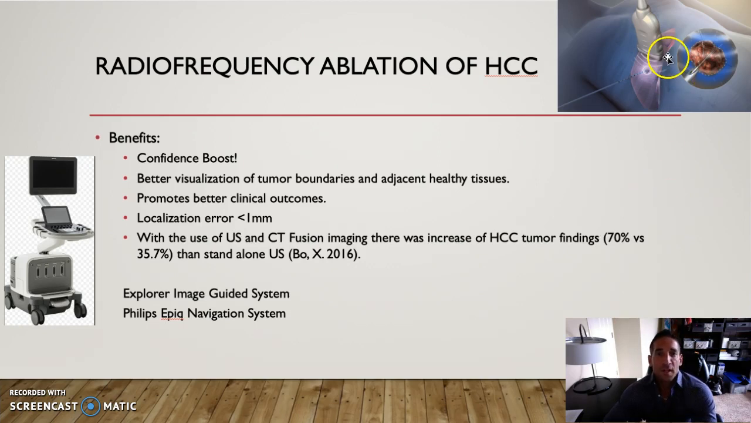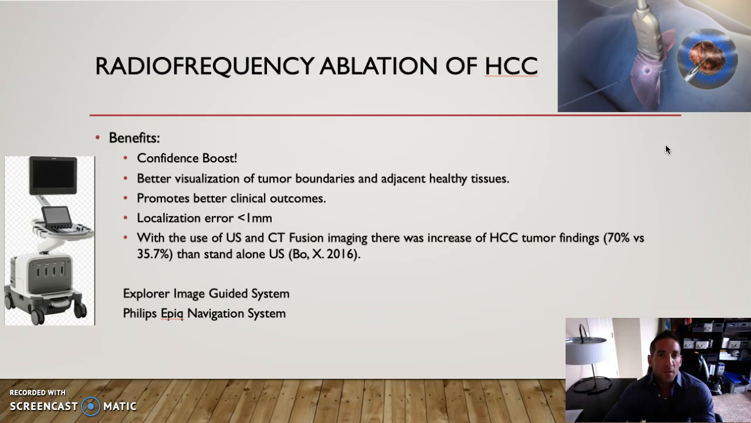This is also a picture of an ultrasound, a cartoonish picture looking at the RF ablation of the tumor up here in the right-hand corner. The benefit of using this type of technology is that it's going to increase the confidence of the proceduralist, because he or she is going to have 2 images to rely on. They're going to have the accuracy of the CT image that's overlaid with the ultrasound, and the ultrasound is going to give them that real-time guidance that they're actually in the capsule of the tumor and not treating healthy tissue. So better visualization of the tumor boundaries and adjacent healthy tissues is going to promote better clinical outcomes. It's been reported in clinical studies that they can have a localization error of less than 1 millimeter, which is pretty precise.